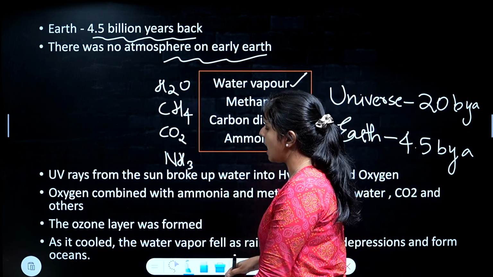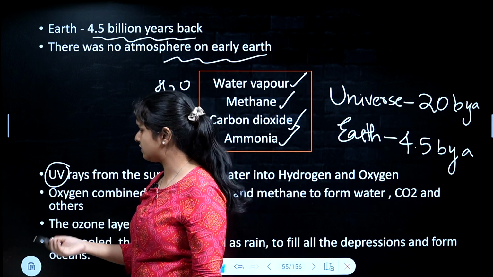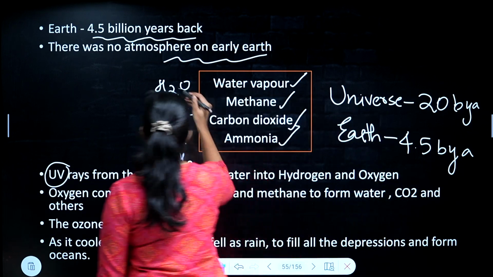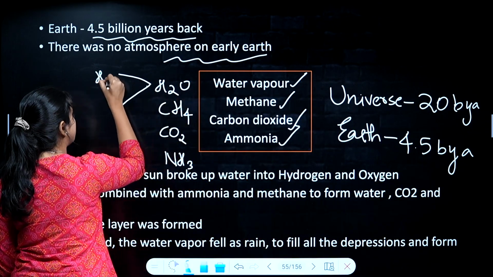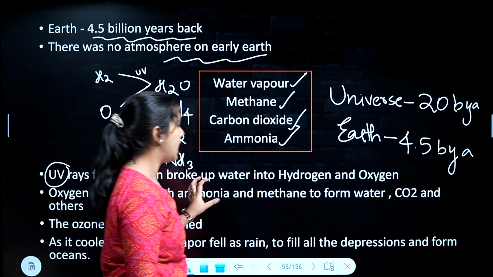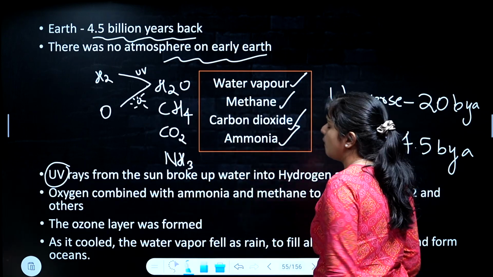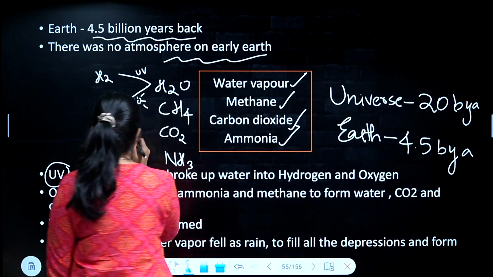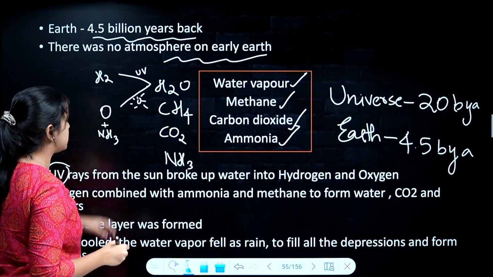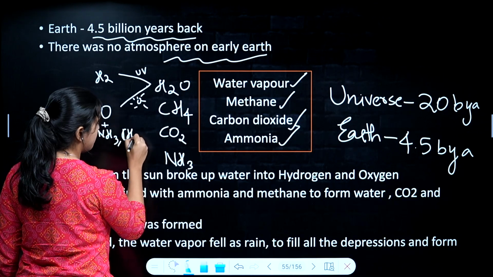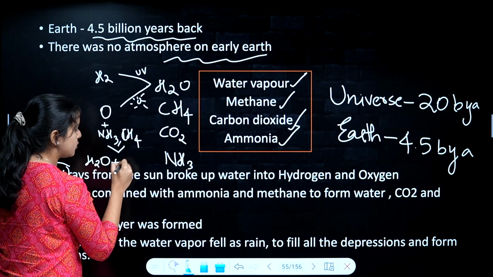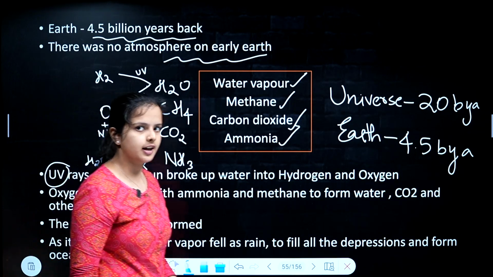What actually happened was, the sun emits UV rays, ultraviolet rays, and these ultraviolet rays broke the water vapor into hydrogen and oxygen. So water vapor was broken down into H2 and O by UV rays from the sun. I hope you understand that. What did this hydrogen and oxygen become? This oxygen combined with the ammonia, NH3, and also reacted with methane, and as a result water was formed. Also more carbon dioxide was formed. So this is how water evolved on Earth.